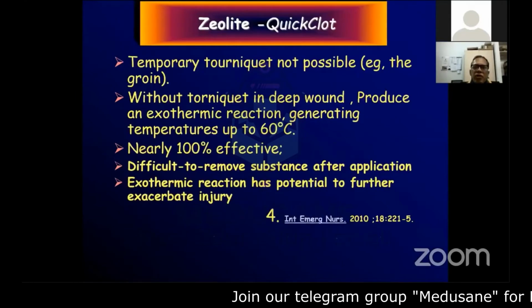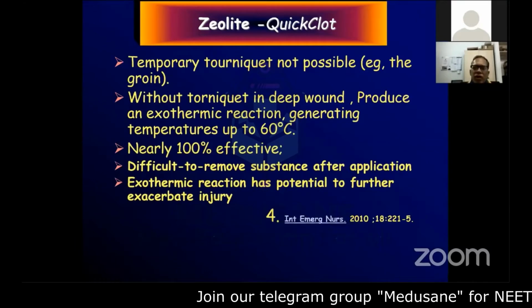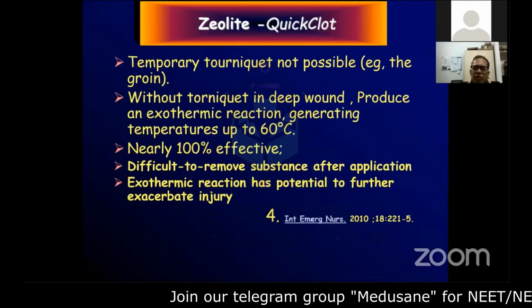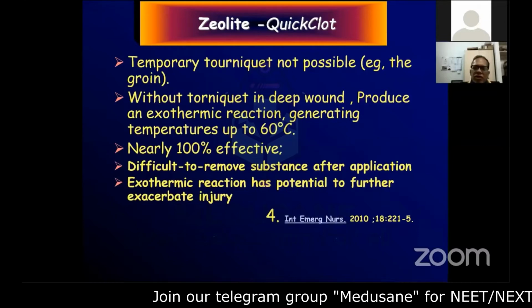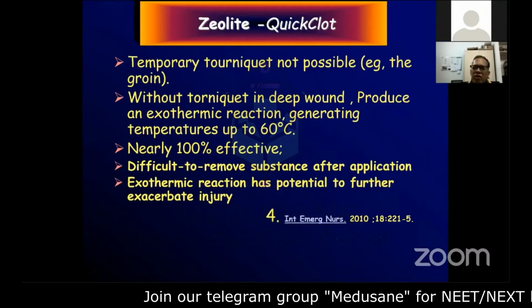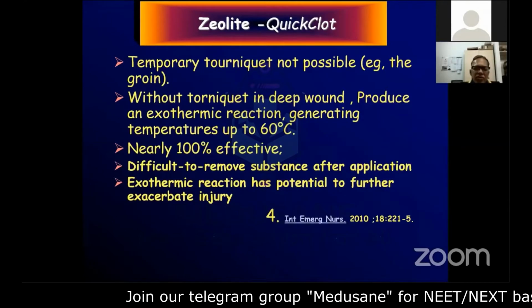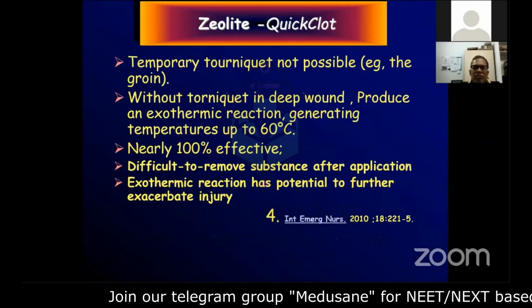Another agent which has come in, used extensively by US surgeons during the war, is zeolite, a quick clot. It is temporary. You put on a tourniquet and apply this quick clot there. Even a deep wound, it will stop the bleeding. Even big vessels, like the femoral, it can also stop. It produces an exothermic reaction, generating a lot of heat, up to 60 degrees Celsius. The skin will burn and the blood vessel will close, and it is nearly 100% effective. It is difficult to remove the substance after application.